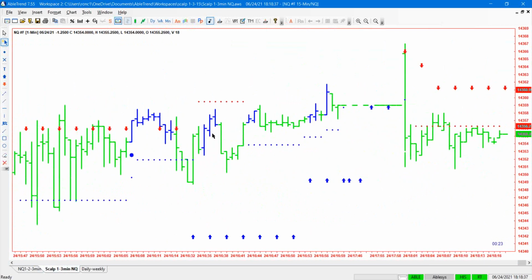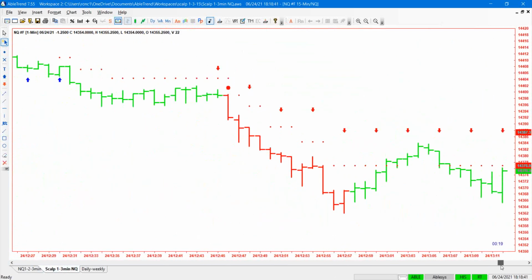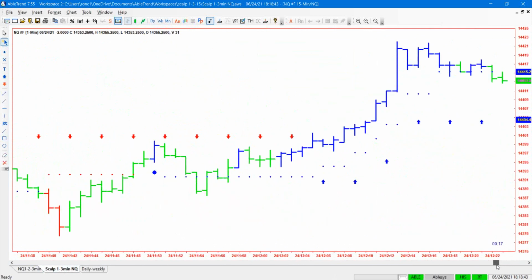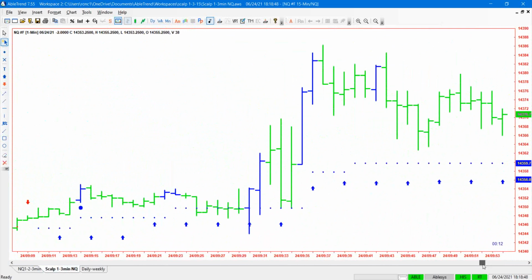Okay, let's take a quick look at the scalp chart. This is for traders who like to get in and out very quickly, like in a minute or two. And let me go back to the beginning of the day. So there would be the first trade right here, about 3-4 minutes after the open.